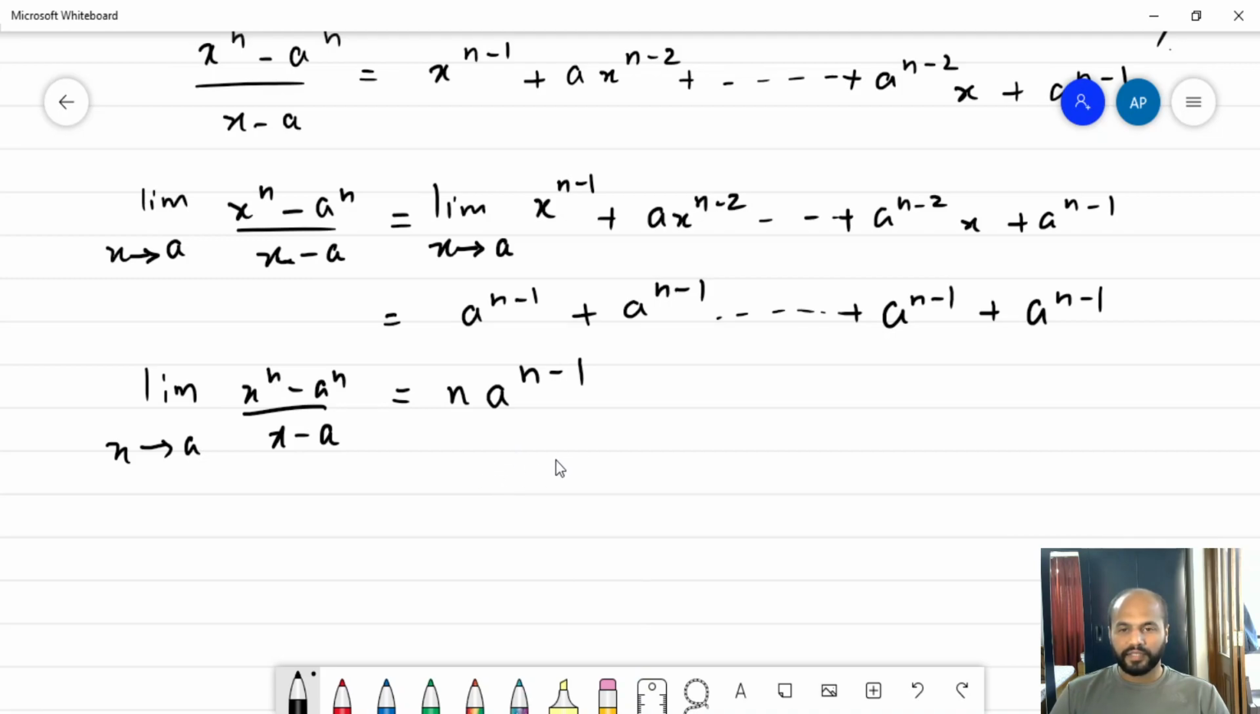Now once we are done with this, it means that this is a standard result that you have to remember.